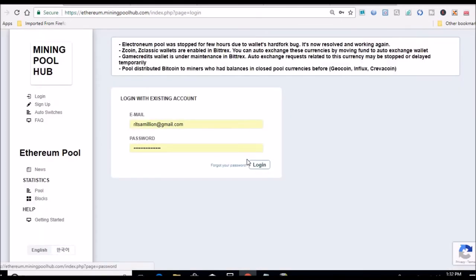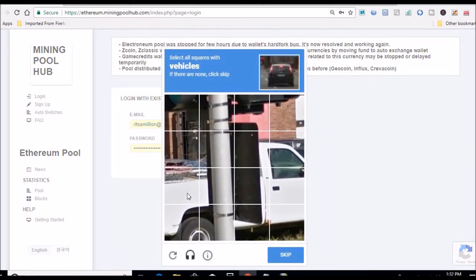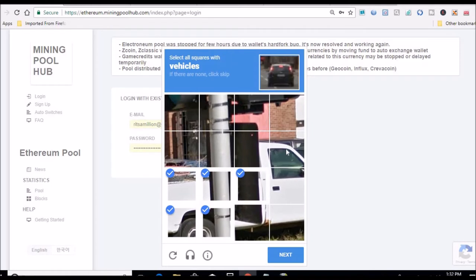If you go over to Mining Pool Hub, let me log in real quick.